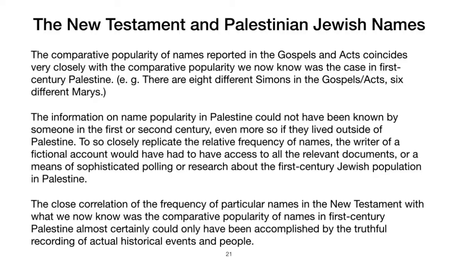There's just no way that anybody who wanted to fabricate stories about Jesus and the people Jesus encountered and the people who followed Jesus, there's no way anybody anywhere in the Greco-Roman world who wanted to fabricate stories about Jesus could possibly have done that to correspond as precisely with what was actually the case as what we see in the Gospels. So this very close correlation of the frequency of particular names in the New Testament with what we now know is the comparative popularity of names in Palestine almost certainly could only be accomplished by somebody who was accurately, truthfully recording these various incidents and the actual people who Jesus encountered.